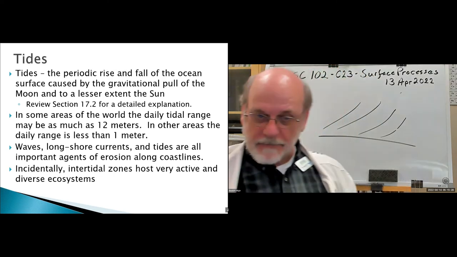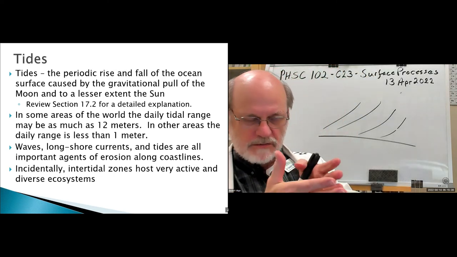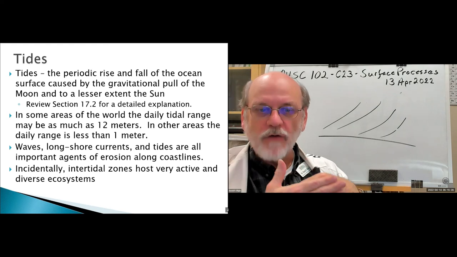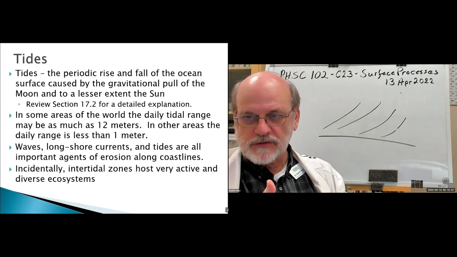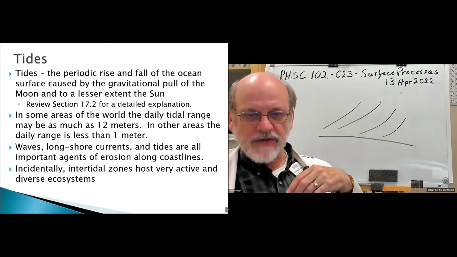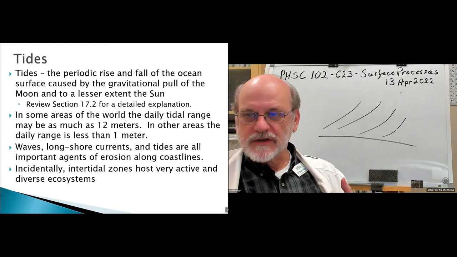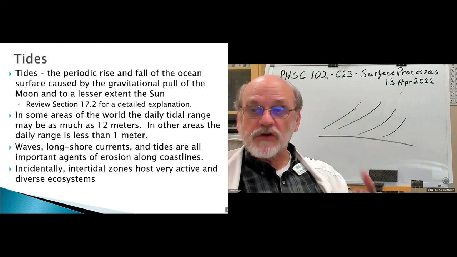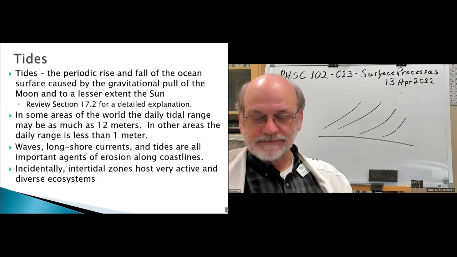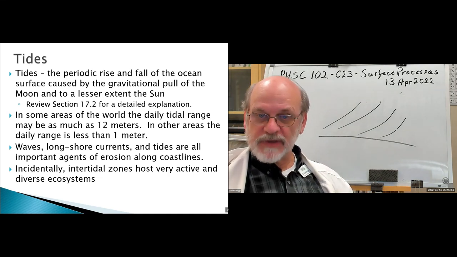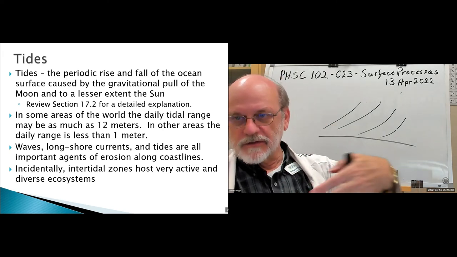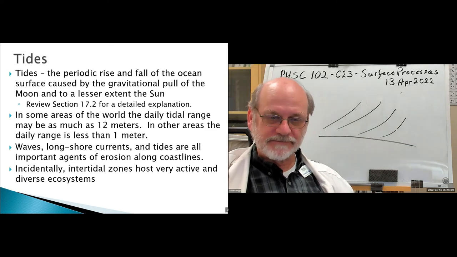Now, these zones where the ocean meets land are often referred to as intertidal zones because the water moves in and the water moves out. And you have a very diverse and active ecosystem developed there, plants and animals both, in that region. And their behaviors will be based upon water movement in and out, under the influence of the tides.